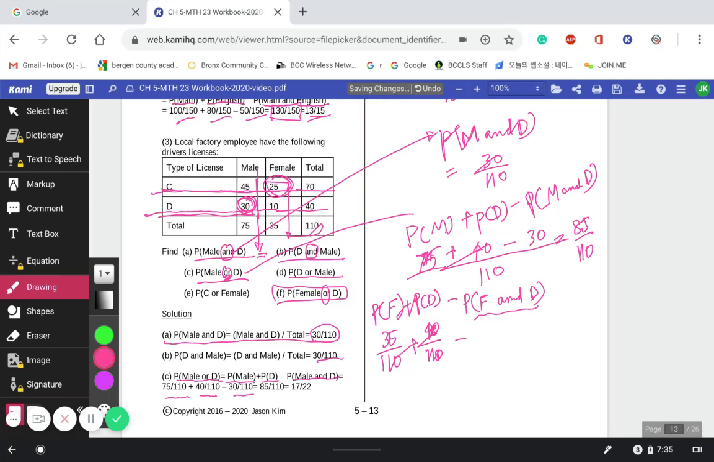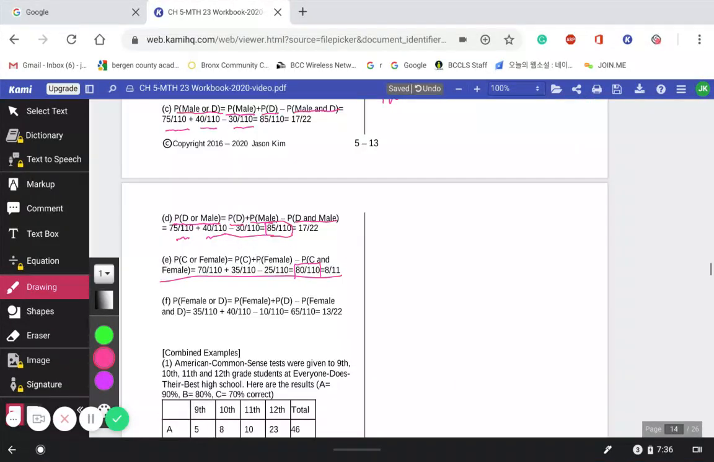So when you do that, 35 plus 40 is 75. 75 minus 10 is 65. So 65 out of 110. Should it be E? Or D? D drive, 35. Female and D, so it's F. F is 65 out of 110. Yeah. Okay.